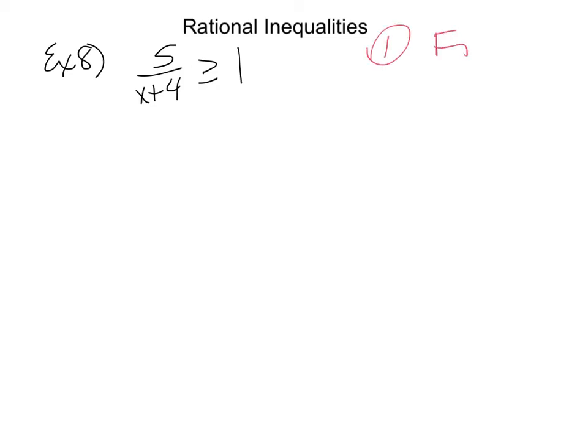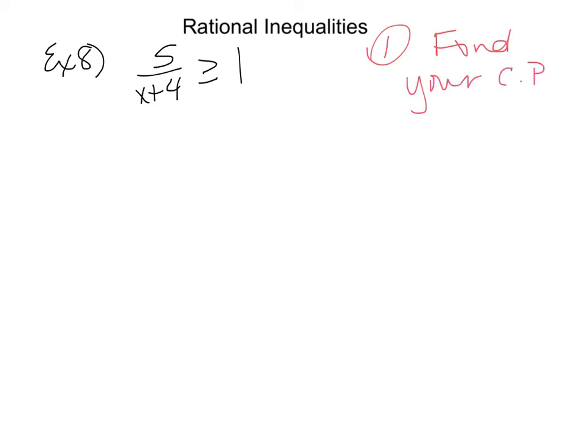Awesome. Our last type are going to be rational inequalities. Now we go at these the same way we do with the quadratic, where we have to get our critical points. All right, so check this out. If I have 5 over x plus 4 is greater than or equal to 1, the first step is the same. Find your critical points.